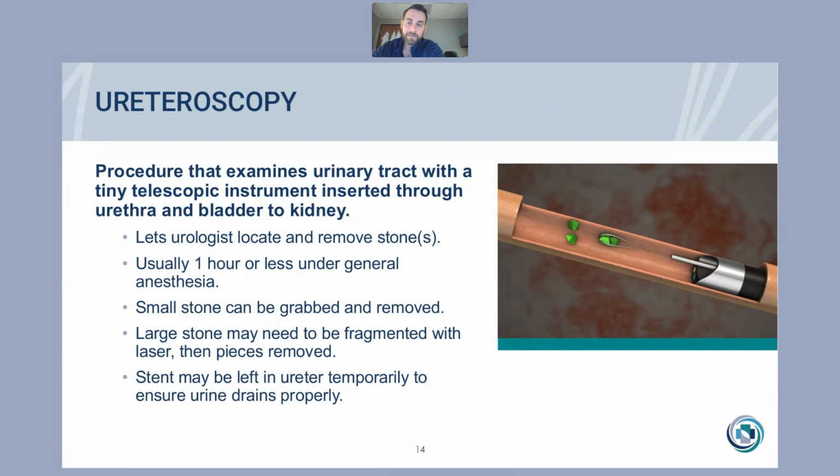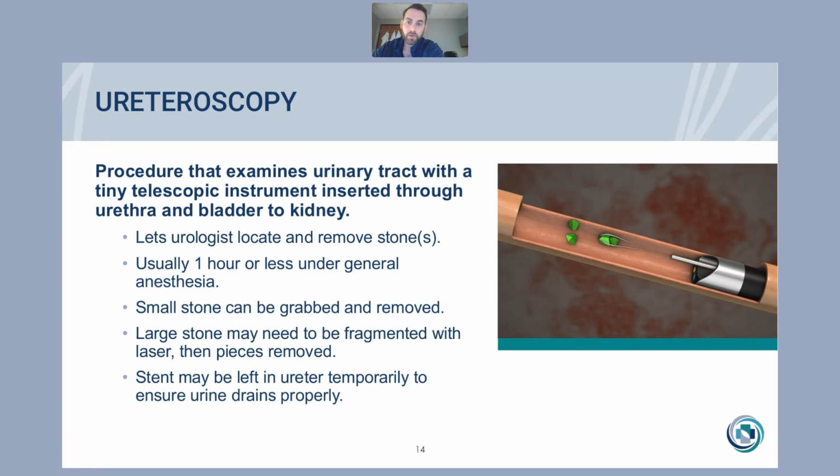Oftentimes we have to leave a stent afterwards. Believe me, if we didn't, we'd rather not leave one also. But what the stent does is it allows protection for the ureter. When you're working in a structure this small and this sensitive, there's a risk that it swells up and can create obstruction, similar to the experience of having a kidney stone, let alone all the dust fragments that are passing. It allows those to sort of settle and the healing process to continue.